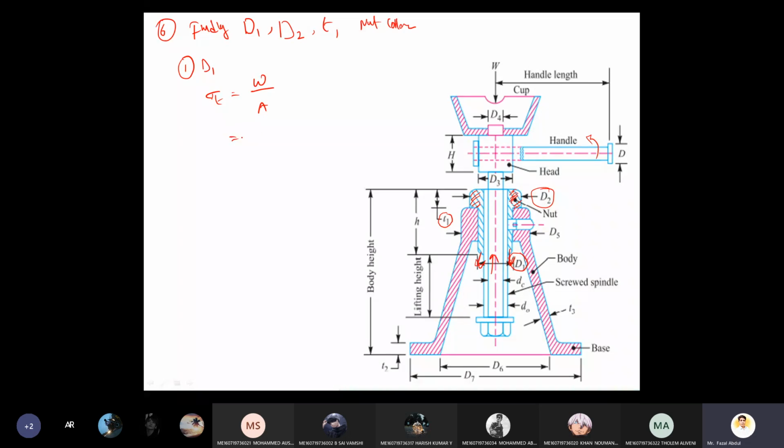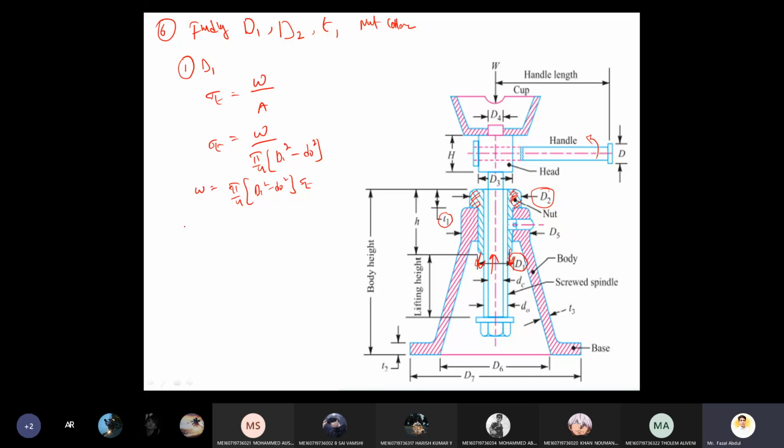So what is the area here? Load by area. Area is pi by 4 d naught square. That is the tensile stress. With this equation, W we can write as pi by 4 into d1 square minus d0 square into sigma t. So this equation we can call here tensile resistance for the nut collar.